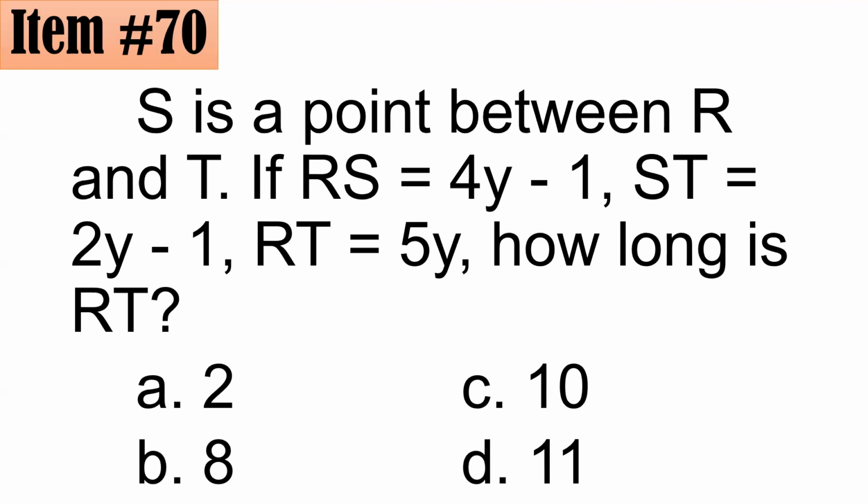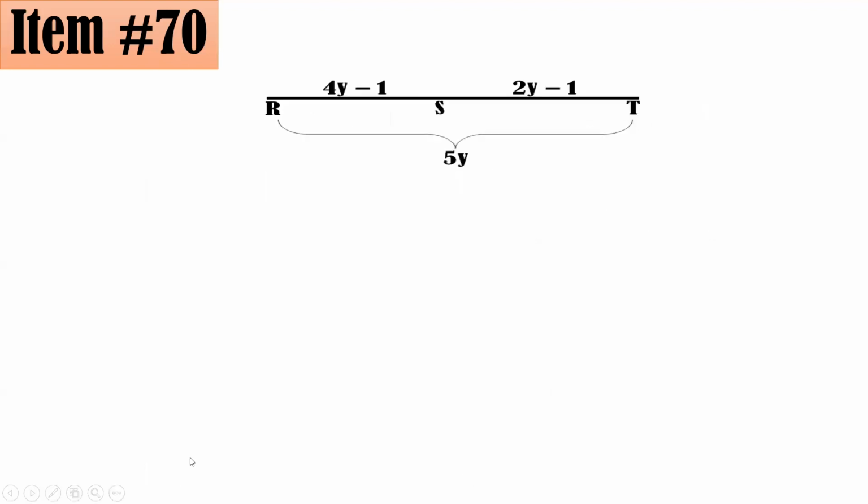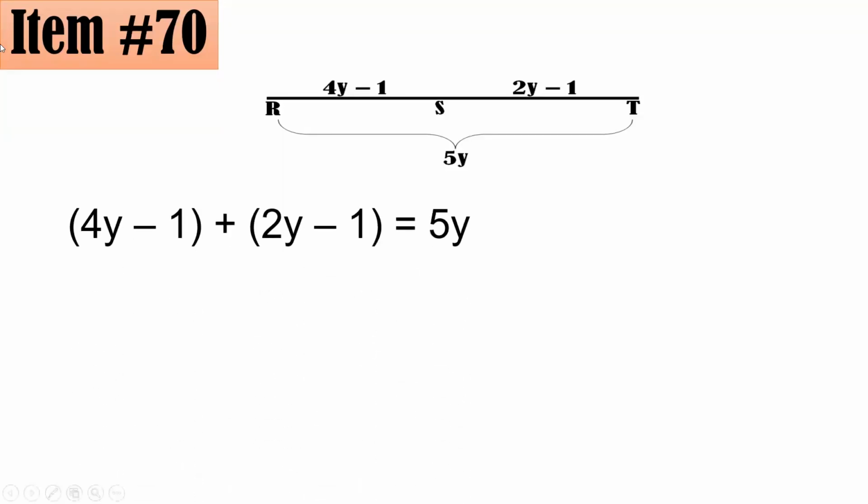Okay. Marami pong sumagot ng C sa 10. And I hope you also arrive to a similar figure like this now. So RS is 4y minus 1, ST is 2y minus 1, and RT is 5y. And by that, if we add the length of RS, which is 4y minus 1, and the length of ST, which is 2y minus 1, that will be equal to the whole thing, which is 5y, based on the segment addition postulate.